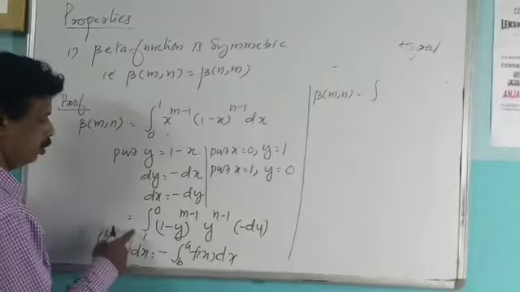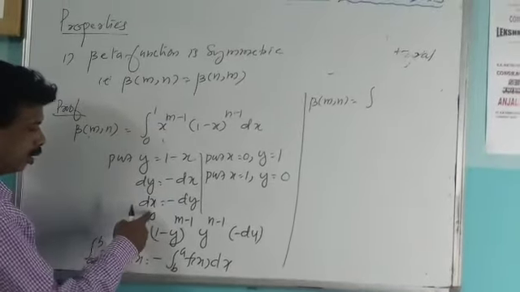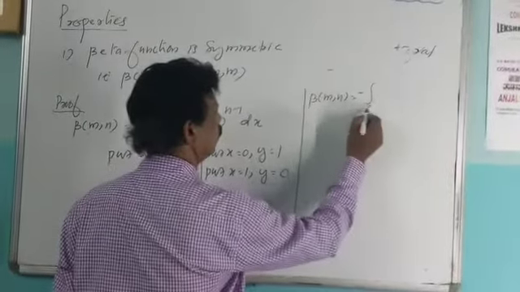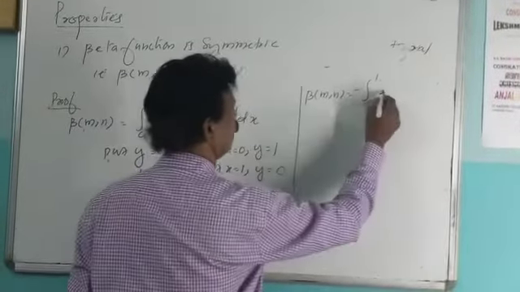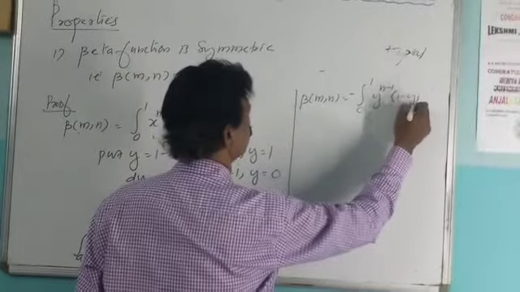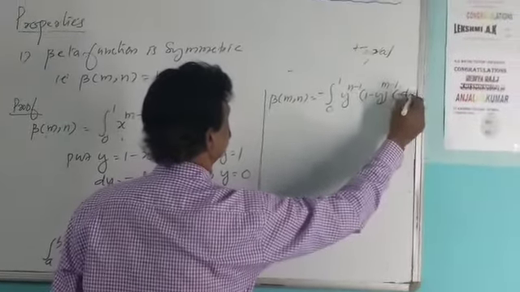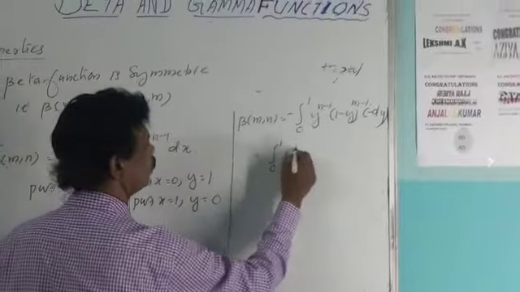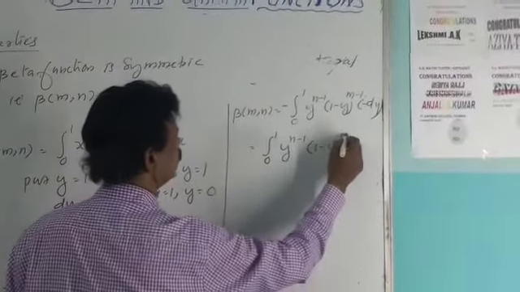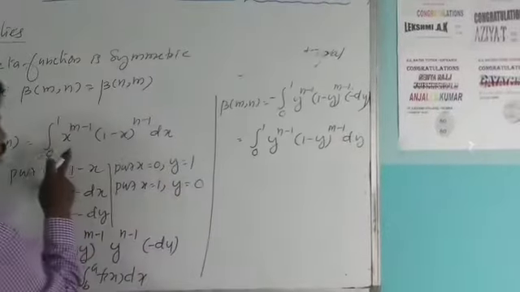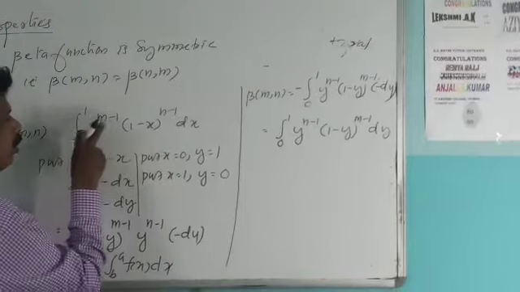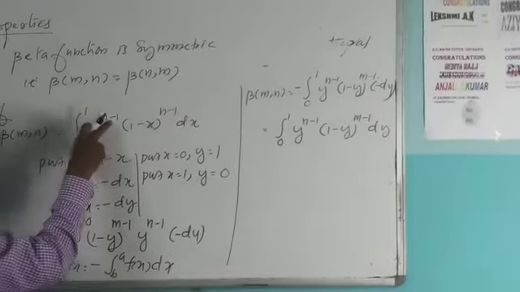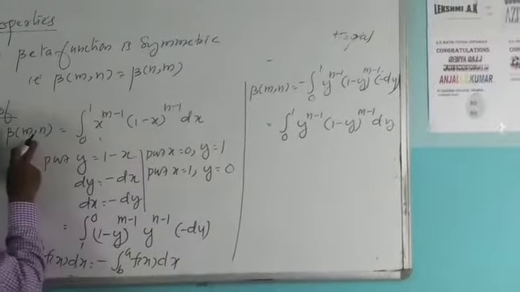So beta m n is equal to, we can interchange the limits: integral 1 to 0 means we can write minus integral 0 to 1, y raised to n minus 1 into 1 minus y all raised to m minus 1, into minus dy. Then minus into minus equal to plus. Then integral 0 to 1 y raised to n minus 1, 1 minus y all raised to m minus 1 dy. By the definition of beta function, this is beta with the exponents increased by 1.